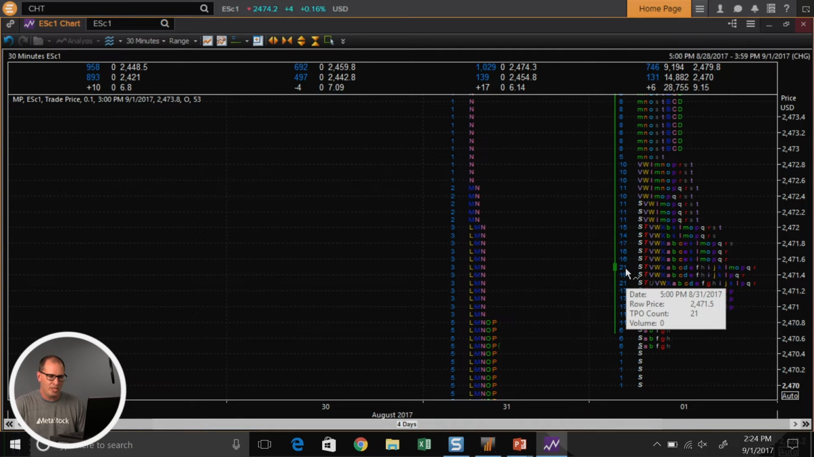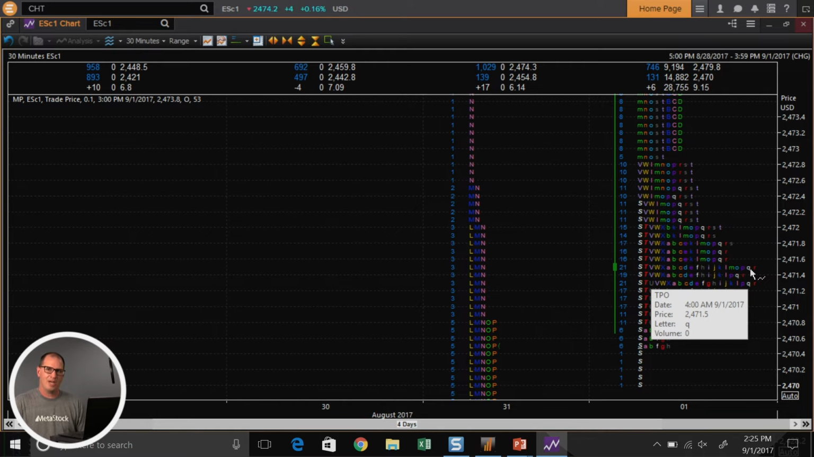So if I say 21 right here, that's my TPO count, or my time price opportunity count. So the highest value, the most traded value of the day was that 24.7150. This green bar over here that looks like a candle and has a little box right here is actually marking the highest one of the day. So I can just visually quickly look and see that right here, this is my highest time price opportunity of the day at that 24.7150.